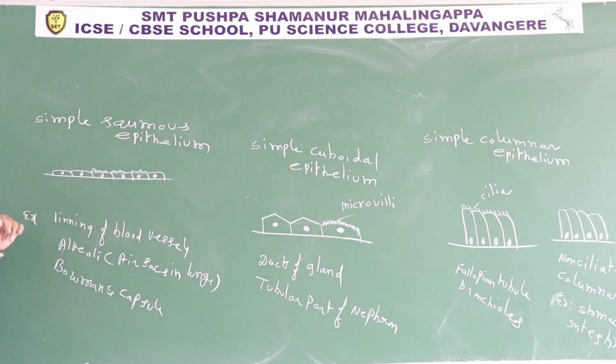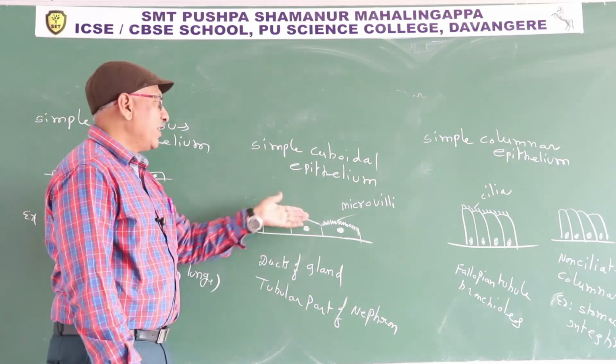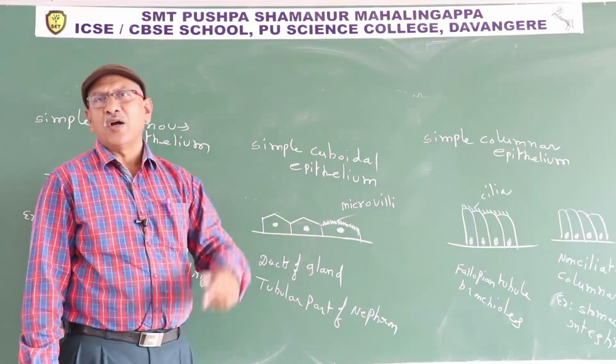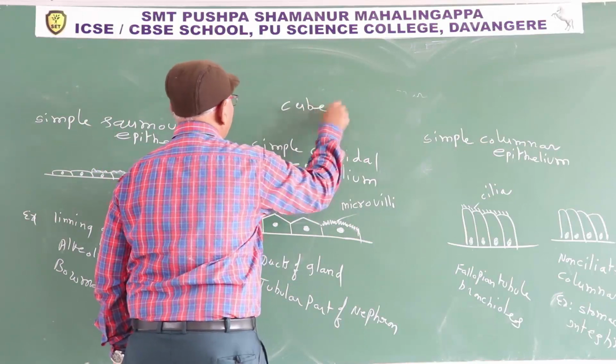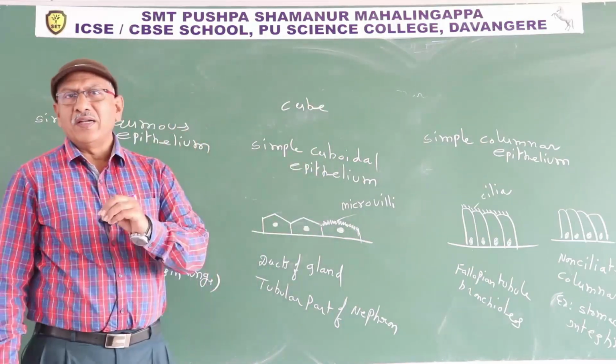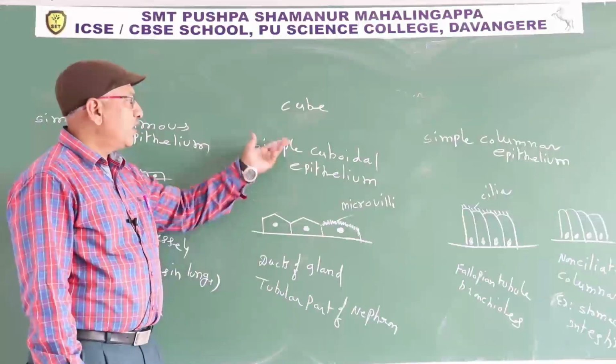columnar. Next point, if flattened cells are arranged in a single layer, it is known as simple squamous epithelium. If cube-like cells are arranged in a single layer, it is known as simple cuboidal epithelium. What is cube? Cube means all the 3 dimensions are equal. Length, width and height are equal, known as cube.